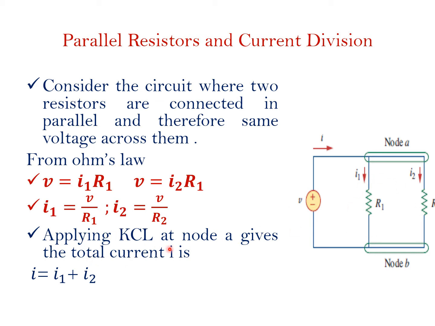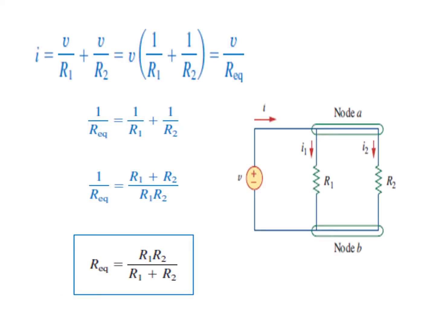Applying Kirchhoff's current law at node A, we get I is equal to I1 plus I2, because I is the incoming current and I1 and I2 both are the outgoing currents. Incoming current should be equal to the outgoing current. Now I have to substitute the values here. I is equal to I1 plus I2. I1 is V by R1 plus I2 is V by R2.